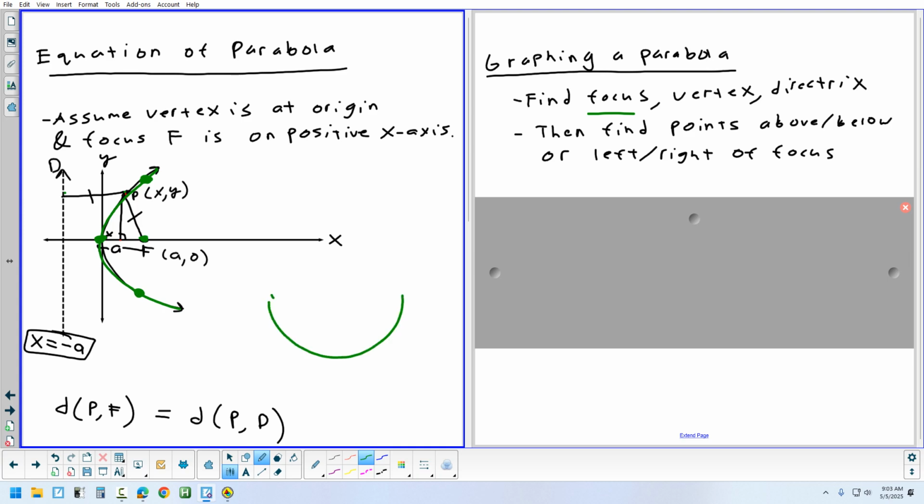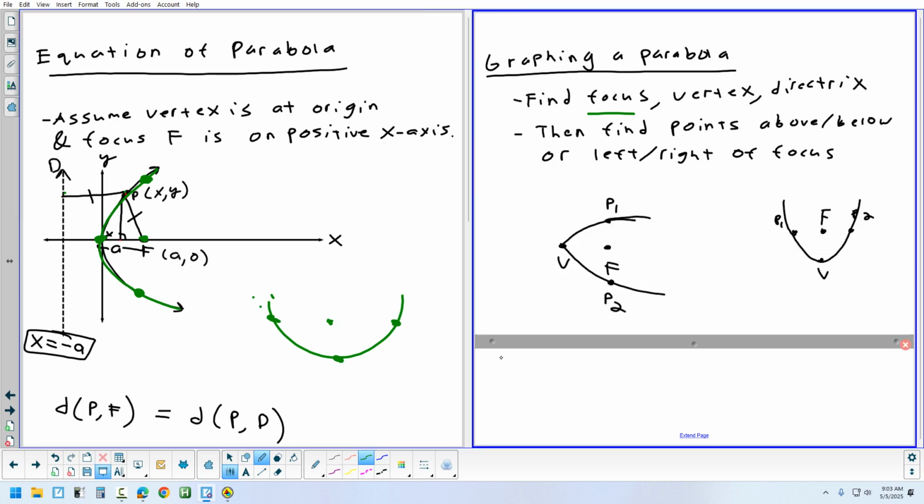But if my parabola looks like that, I would find a point to the left and to the right, and then the vertex. And those 3 points would be enough to make a good sketch. That's it, what I just showed you.